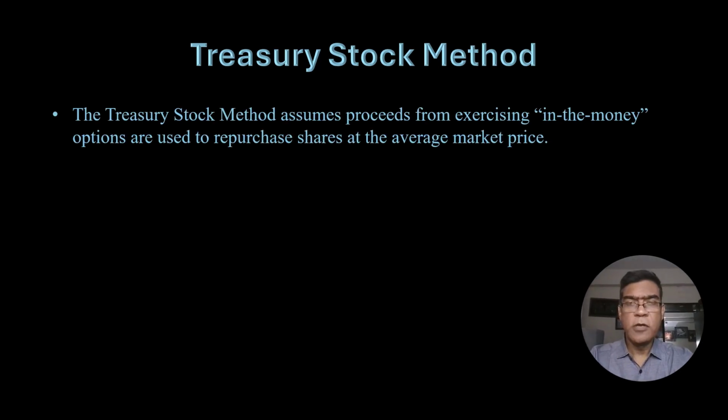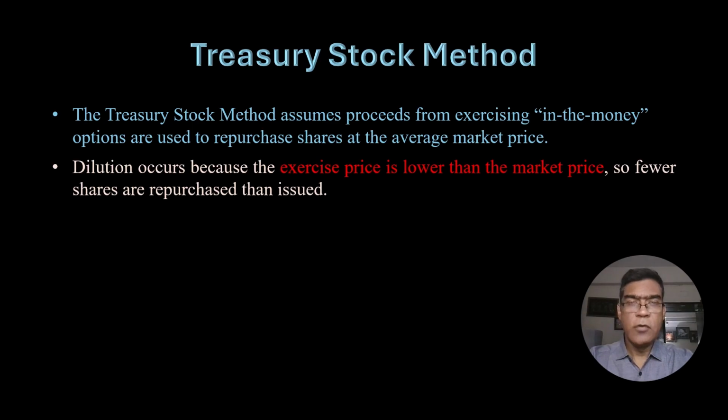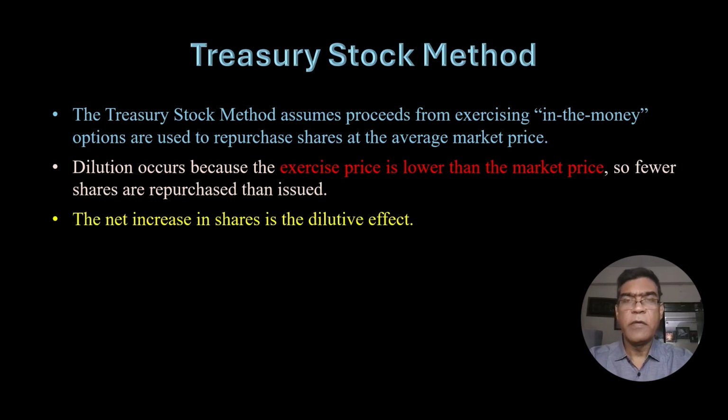The treasury stock method assumes proceeds from exercising in the money options are used to repurchase shares at the average market price. Dilution occurs because the exercise price is lower than the market price, so fewer shares are repurchased than issued. The net increase in shares is the dilutive effect.